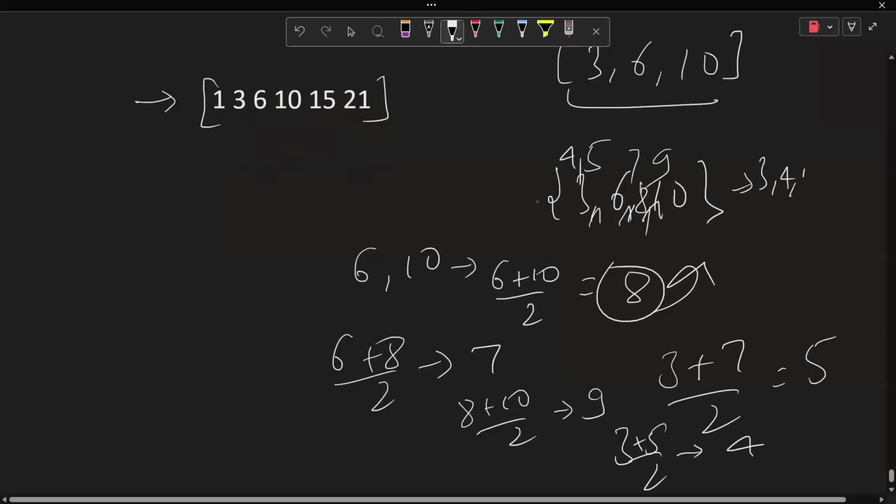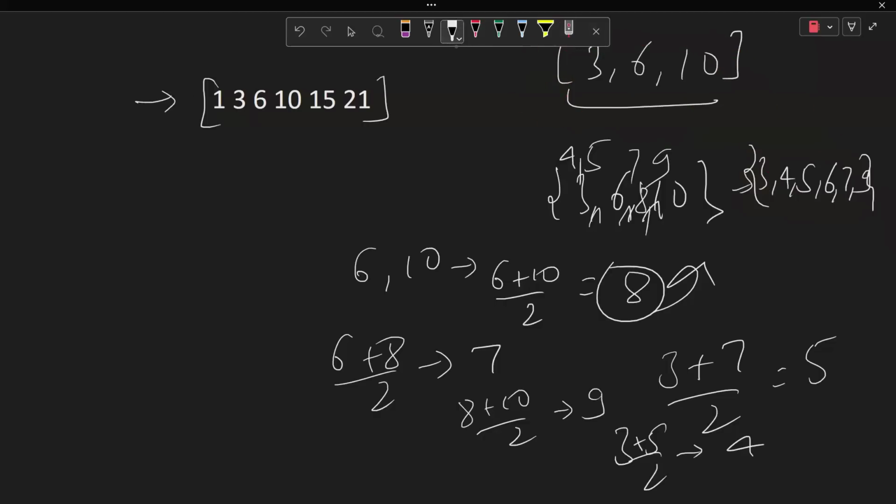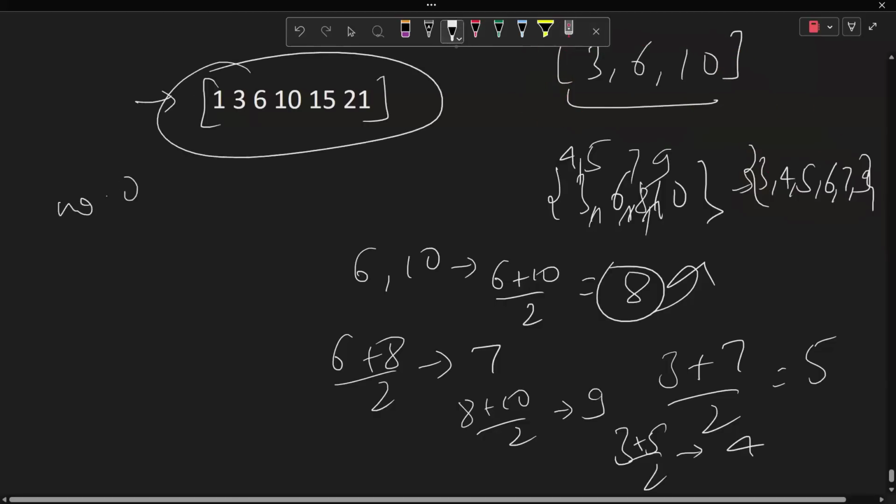Now your set becomes 3, 4, 5, 6, 7, 8, 9. So now in this set, you have consecutive values only. There are no gaps in between. If you are starting with 3 and ending with 9, it means you have all values from 3 to 9. If by performing the operations again and again, any number of times, you can form a set having consecutive values, then you would say that this array is a brilliant array. Now you need to find, for the given array, the number of subarrays which are brilliant.